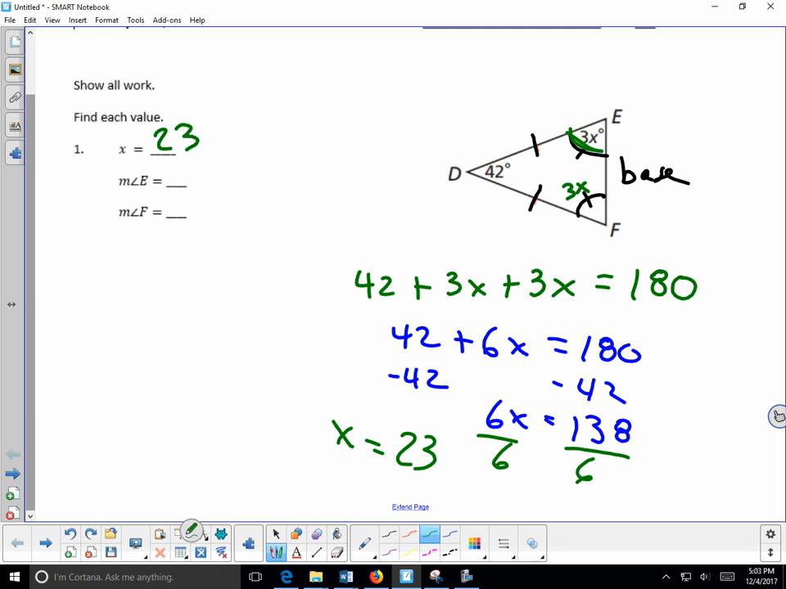So x is equal to 23, and now we can plug those values in to find angle E. So 3 times 23 gives us 69, and that's going to be the measure of angle E, and it's also going to be the measure of angle F.